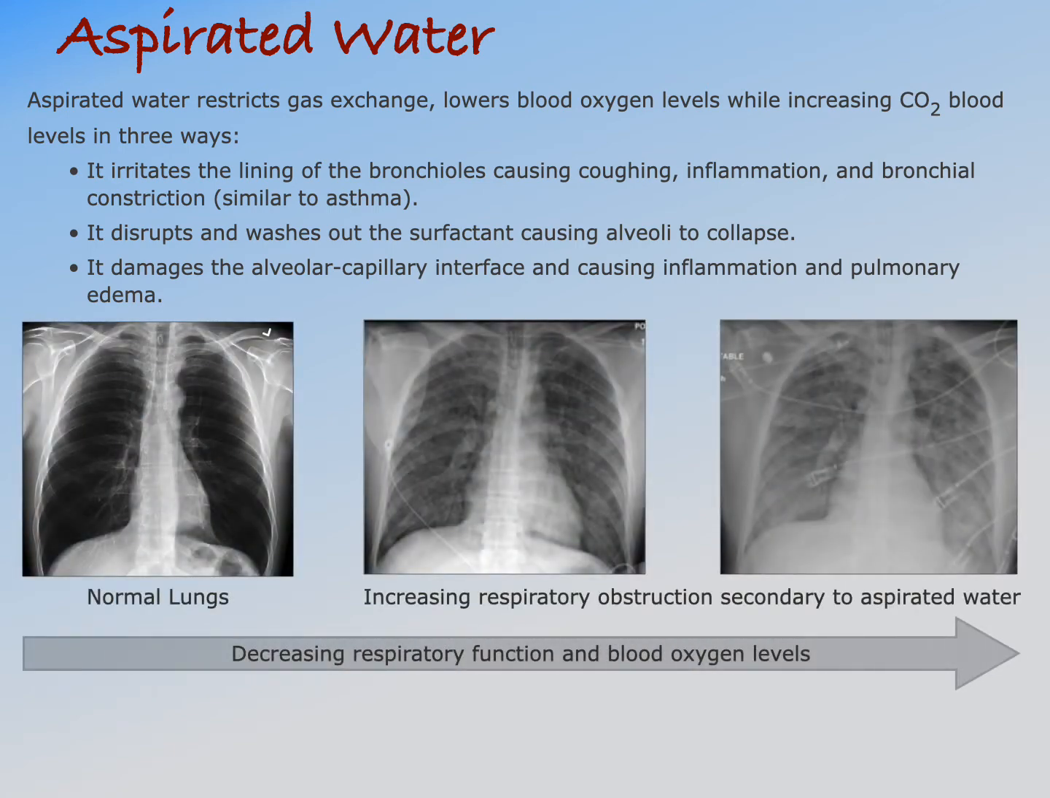Take a look at these x-rays. From left to right, in the far left one, you have a set of normal lungs. In the right two, you can see they're getting whiter and whiter, increasingly opaque. This indicates respiratory obstruction secondary to aspirated water. These are actual drowning patients, and respiratory function and blood oxygen levels are dropping as this occurs.